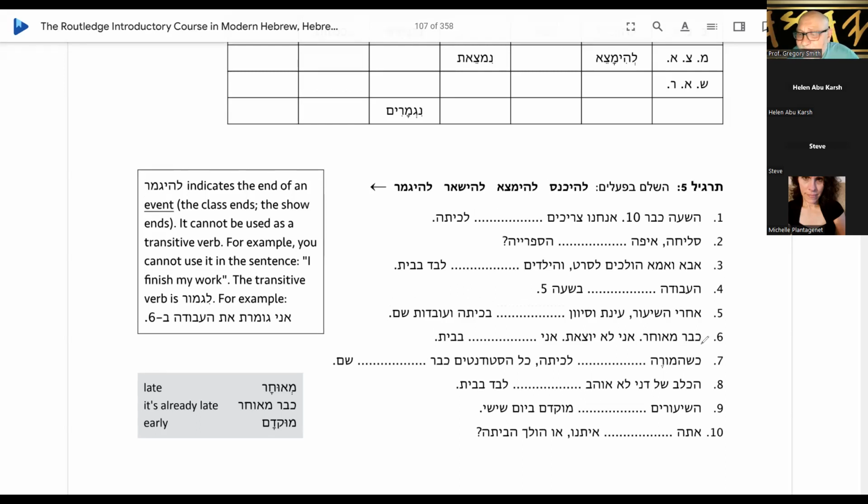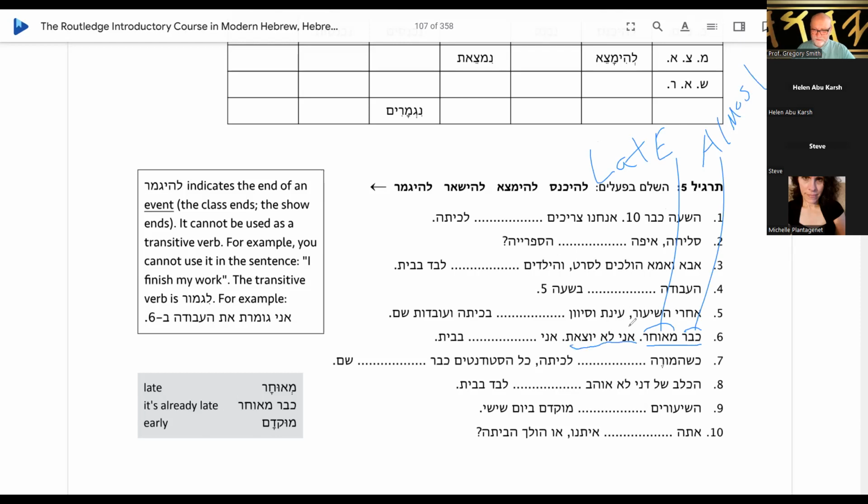Let's take a look at this. Kvar meuchar. Okay, so I think that Kvar is like "almost" or something. Kvar meuchar. Yeah, it's already late. כבר מאוחר. Okay, so this is kvar meuchar. It's already late. I know this equals late. And then this is like kvar, already. So then it's already late.